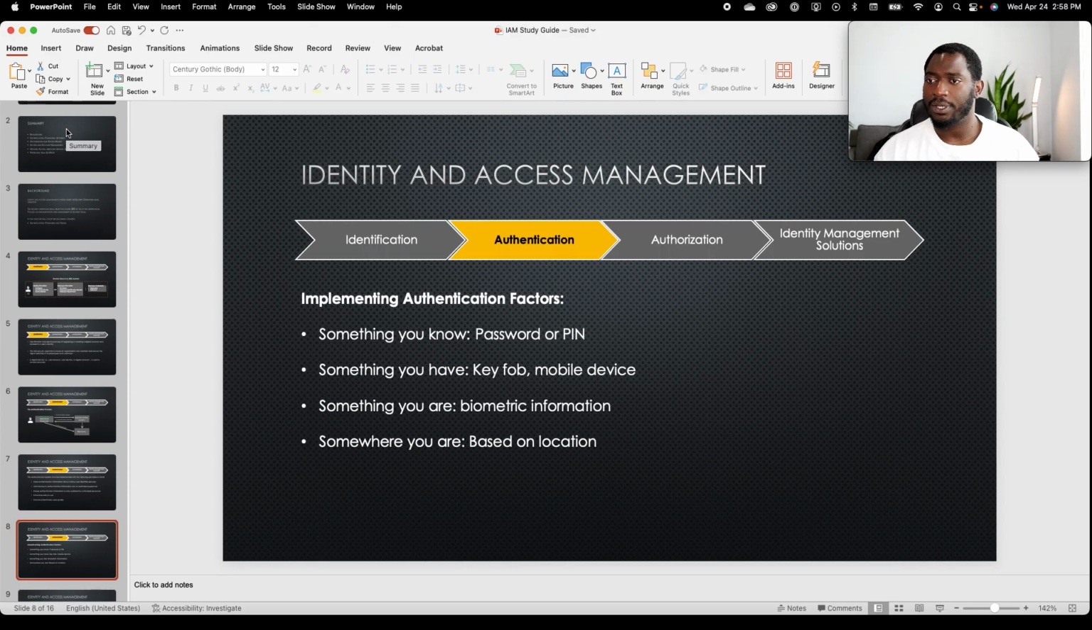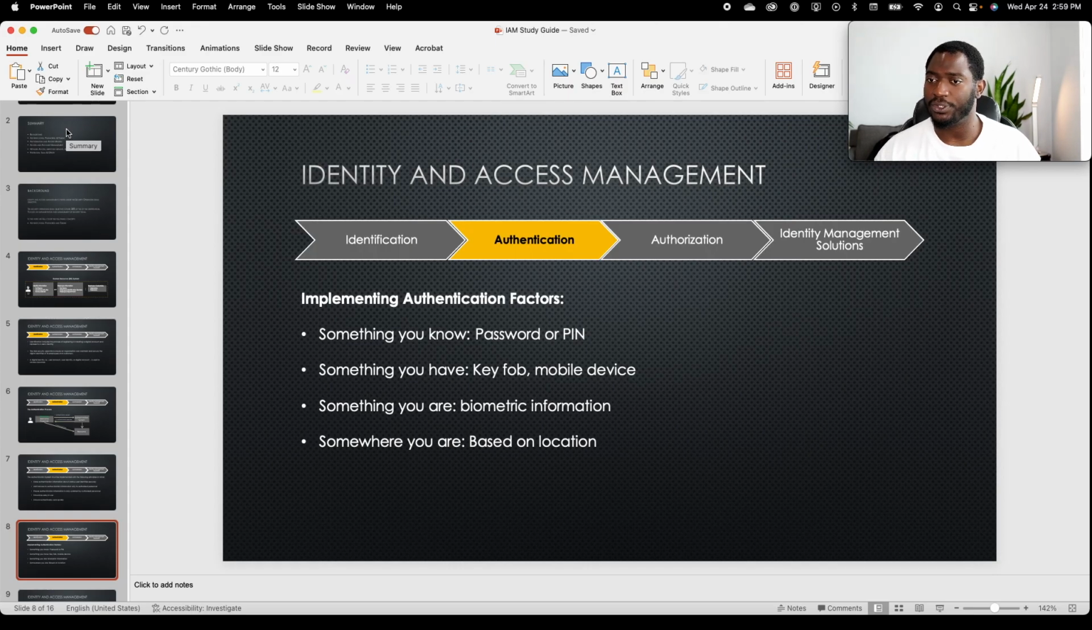Now, let's talk about the authentication factors and how these can be implemented within an organization. The authentication factors, you can think of them as 4 major buckets. The first and most prevalent authentication factor is something you know. So something you know can be thought of as a PIN, a password, or some of those questions that come after you've added a password, or some passphrase that's only known to you and the authentication system.